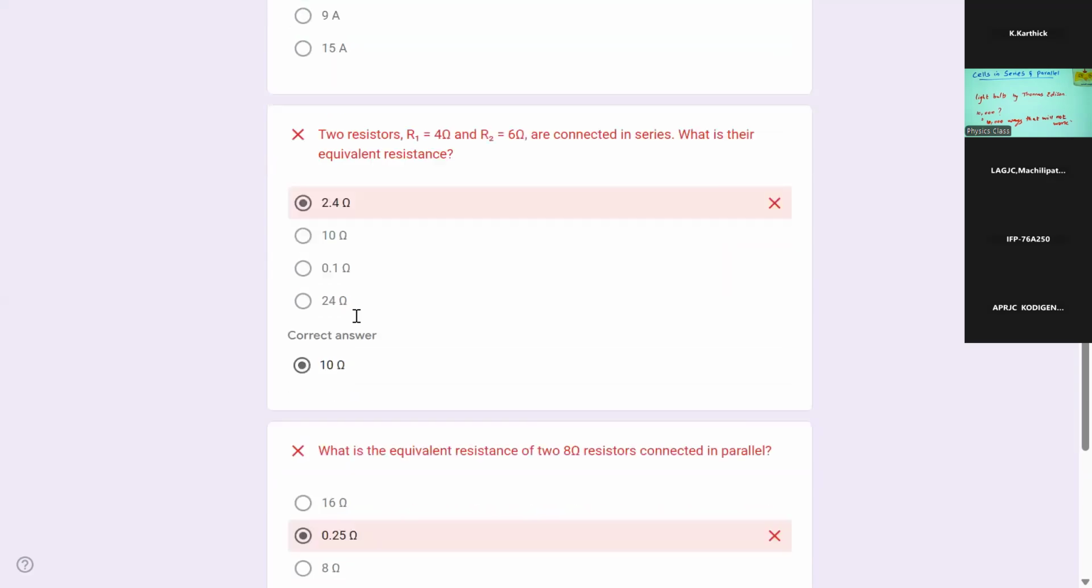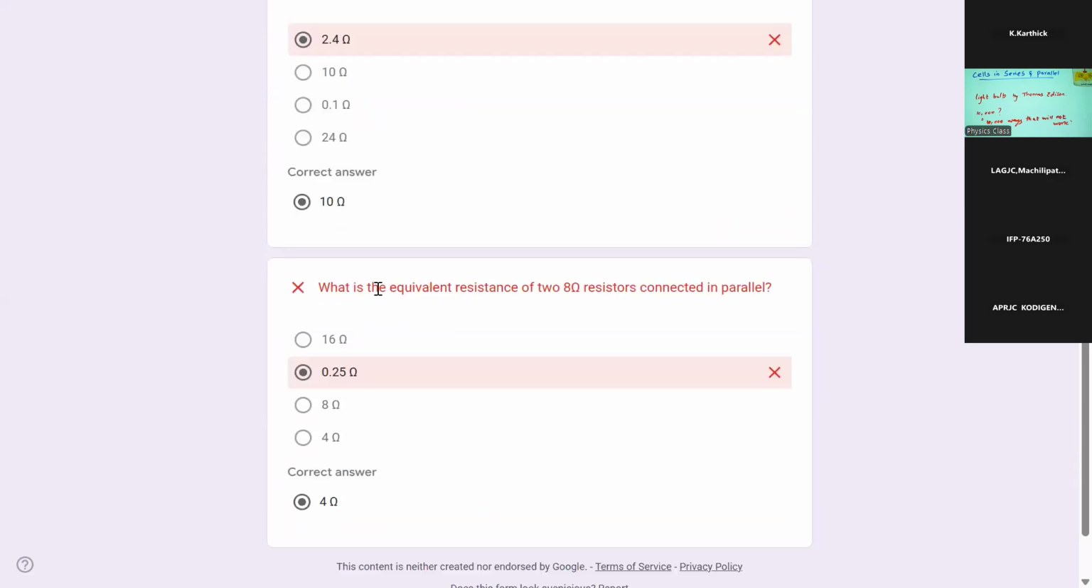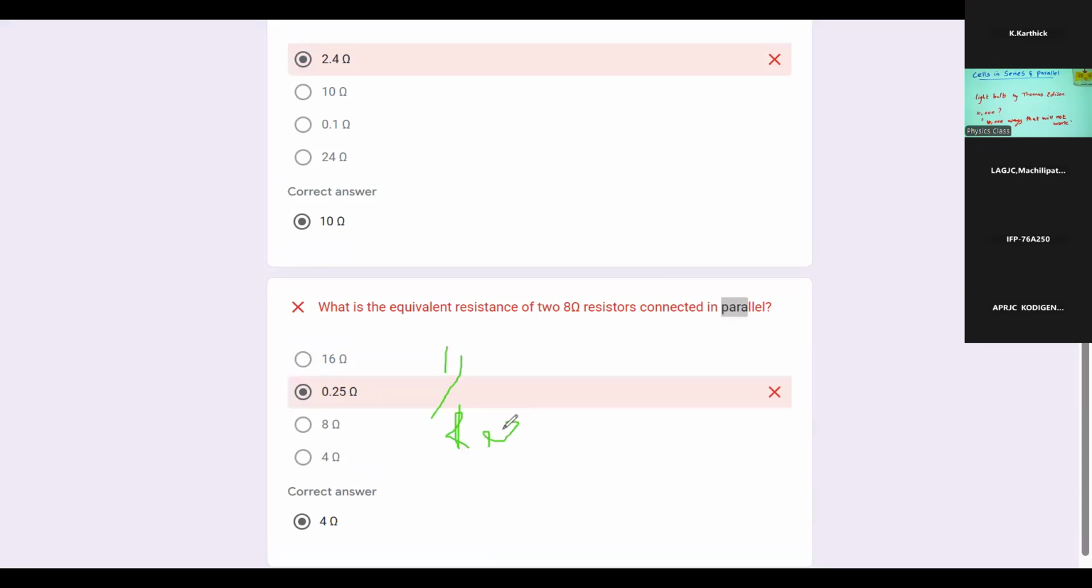Good. And this is the opposite of the previous one. Here you can see the equivalent resistance of the 8 ohm resistors connected in parallel. In the equivalent resistance formula for a parallel connection, we have to add the reciprocals of the individual resistors. For example, 1 by R equivalent. So there is a formula for this connection: 1 by R1 plus 1 by R2.